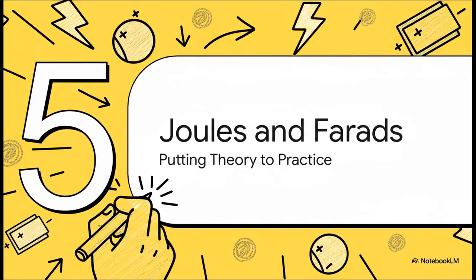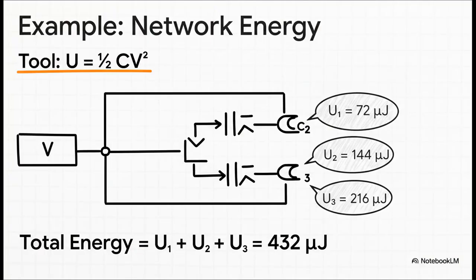Okay, enough theory. Let's get our hands dirty and actually solve a couple of problems with this new toolkit. In this first example, we've got 3 different capacitors, and they're all hooked up in parallel to a 12-volt source. Now, because they're in parallel, we know the voltage across each one is exactly the same, 12 volts. That makes the formula U equals 1/2 CV squared the perfect tool for the job. Applying it to each one, we get their stored energies, 72, 144, and 216 microjoules.